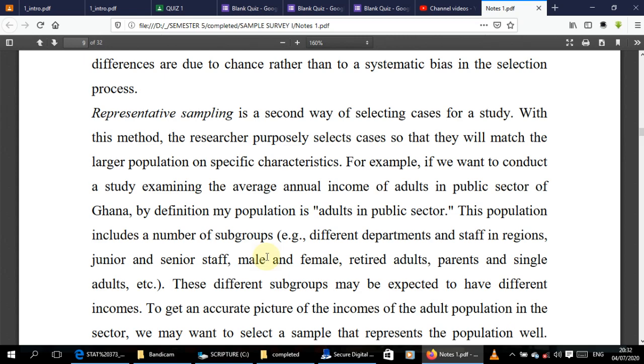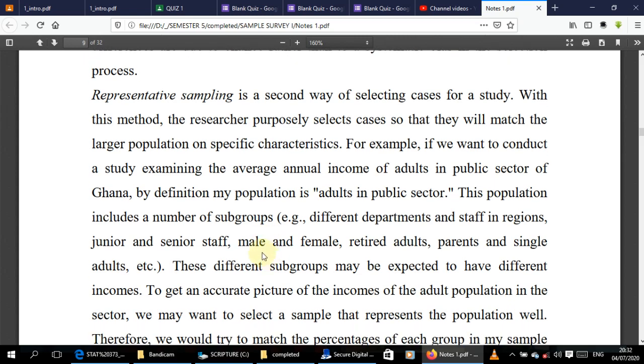Okay, that's representative sampling. So your sample should be representative. It should represent your population. It should be representative enough.